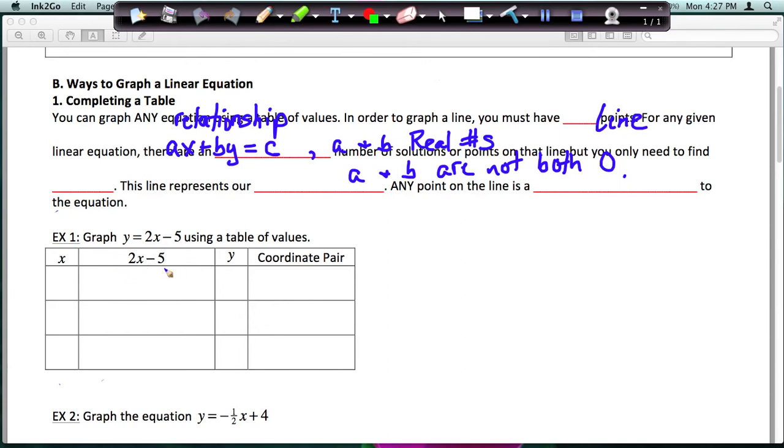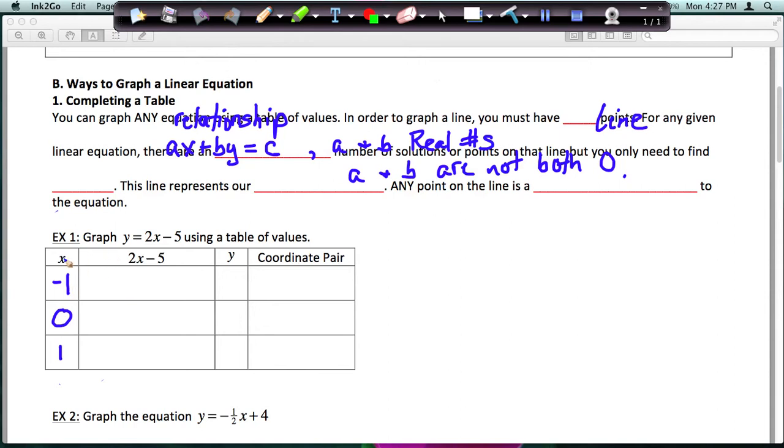I'm just going to pick values for x, and even though we only need 2, I usually pick 3 just to be careful. And I like to pick a negative, so I'm going to pick -1, and then I'm going to pick 0 and 1. So just pretty easy numbers.